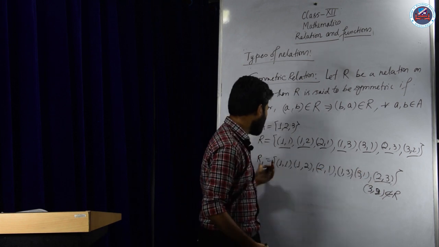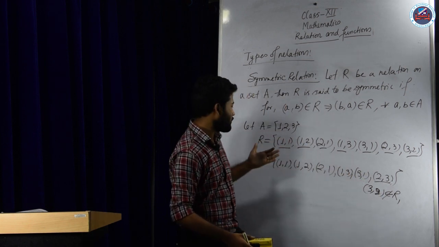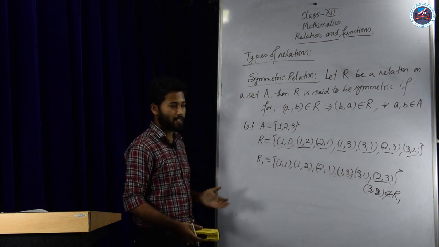For (2,3) belonging to R1, we do not have (3,2) belonging to R1. So we cannot say that R1 is a symmetric relation.